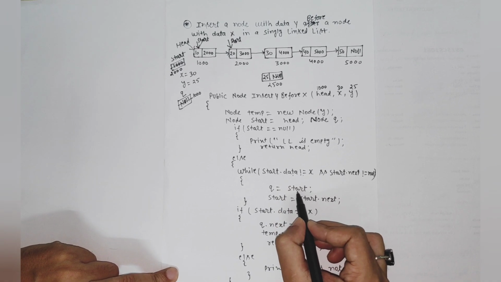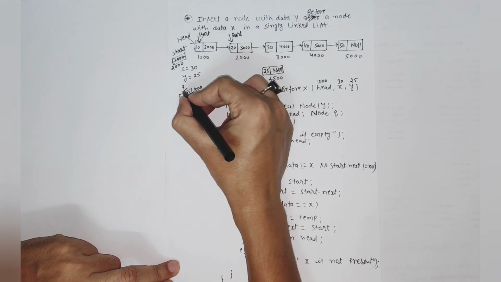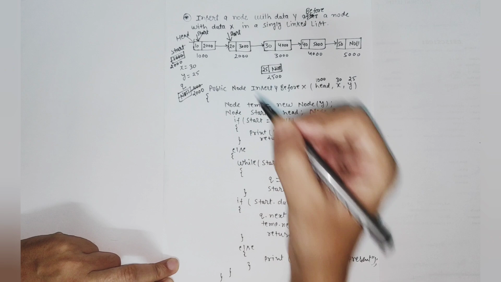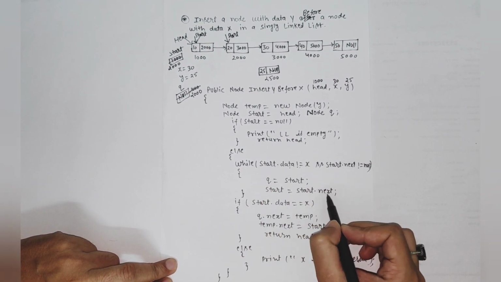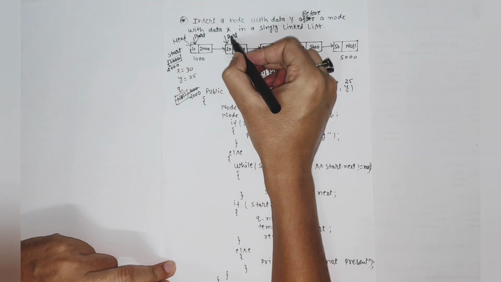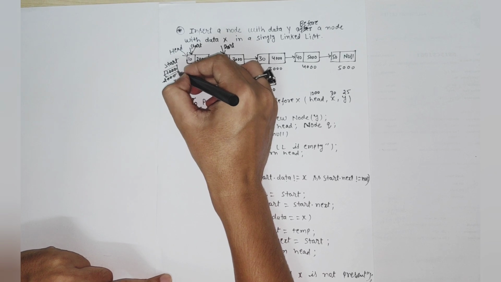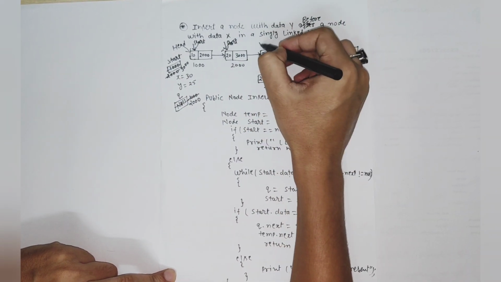So after this, we will assign start value to q. So start is 2000. So in place of 1000, 2000 will be present now. After that, we will assign start.next to start. So start.next is 3000. So 3000 will be here. And start pointer will be now here.